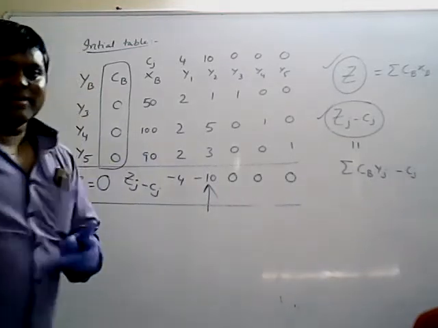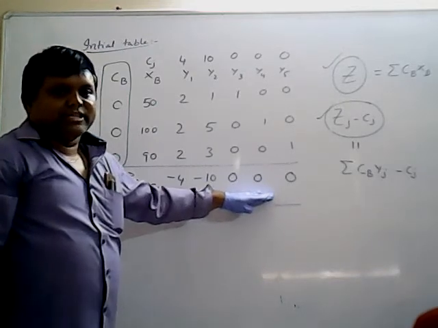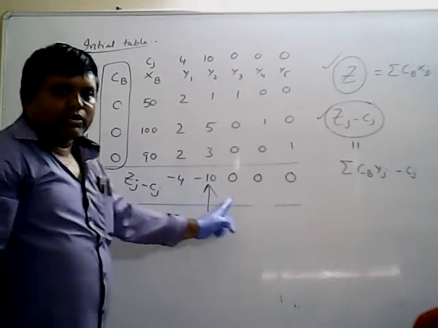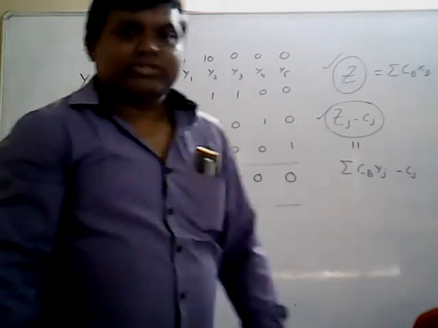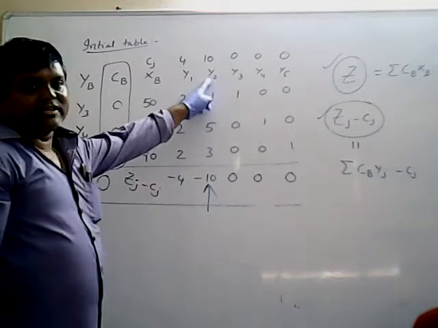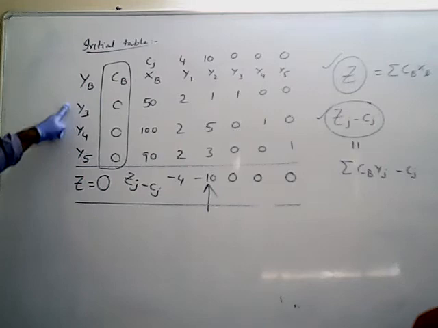Clear? If all are greater than or equal to 0, the solution is completed. If you get one negative, directly that enters. If you get more than one negative, always choose the most negative. The most negative is minus 10, which means Y2. Y2 wants to enter here, but already the basis is filled.